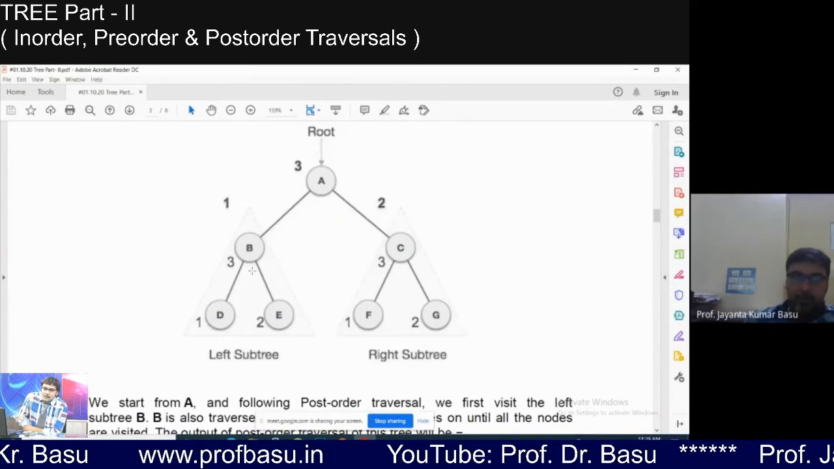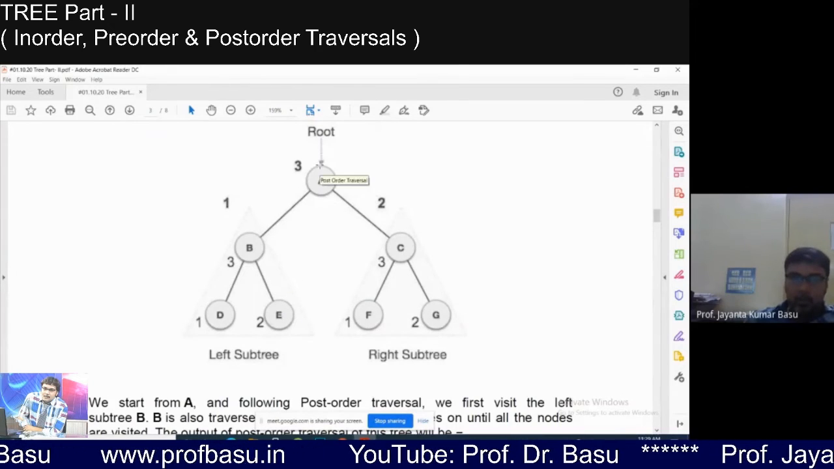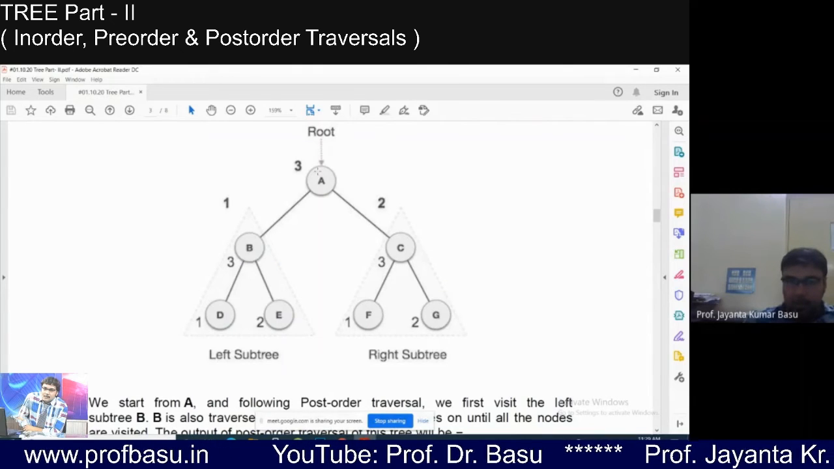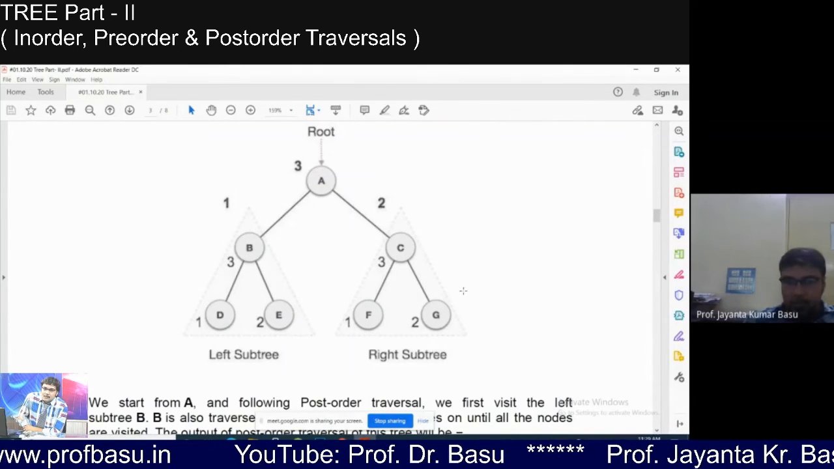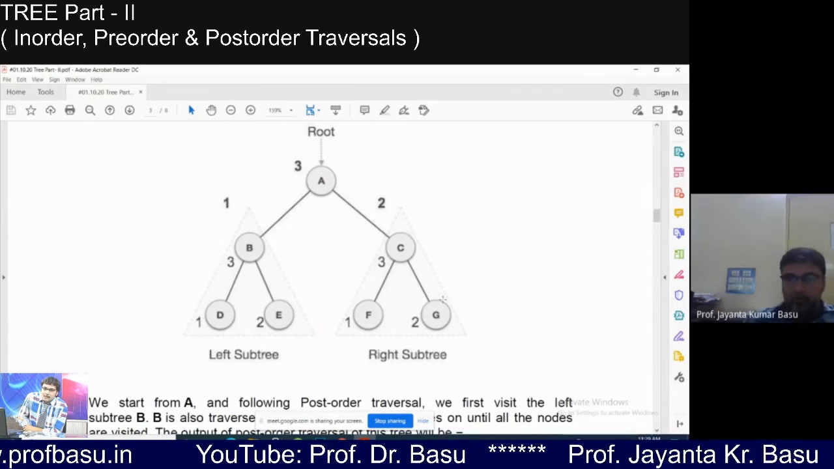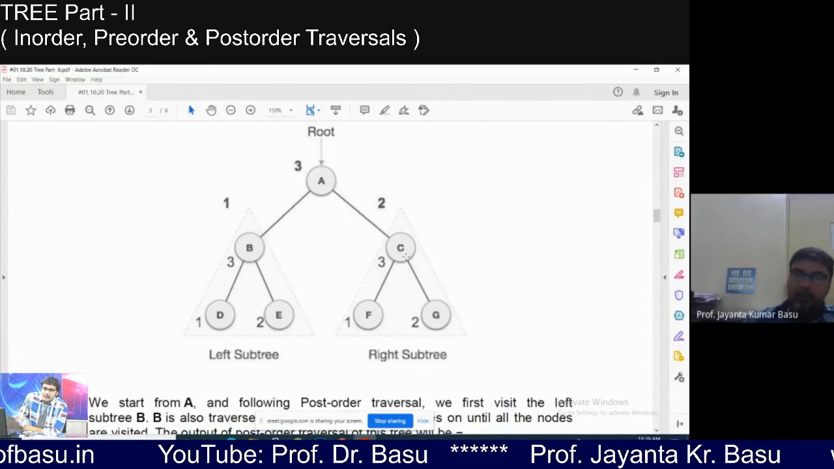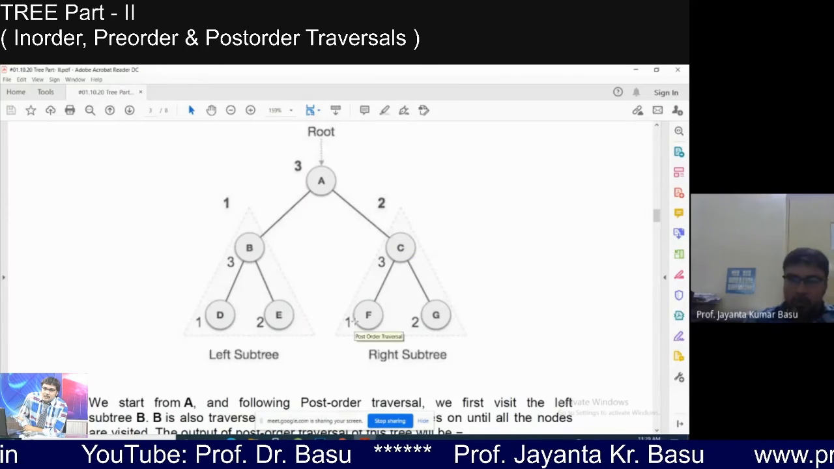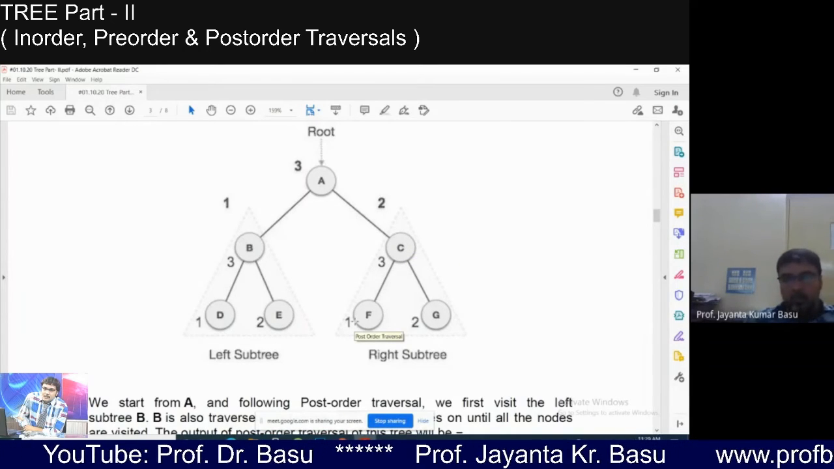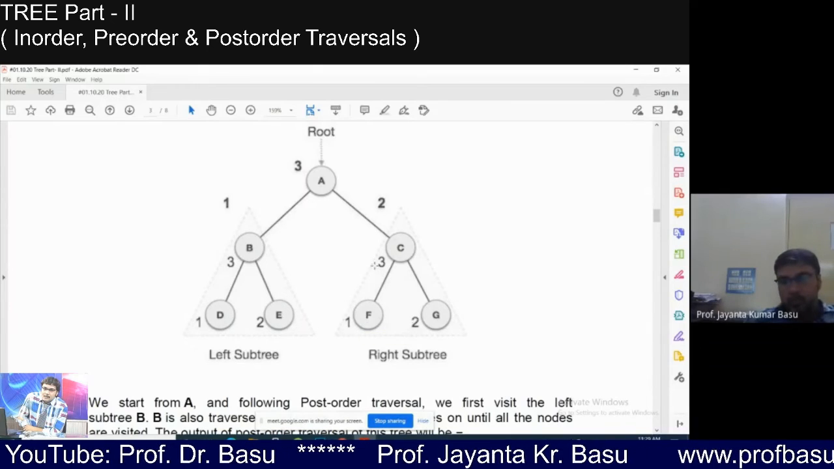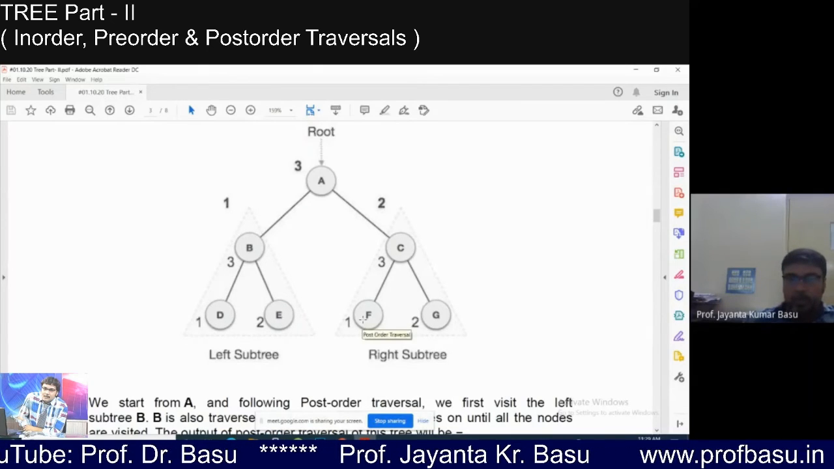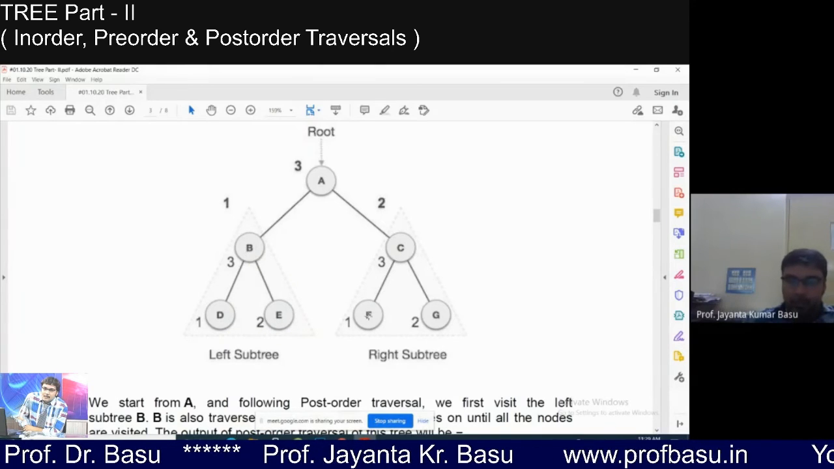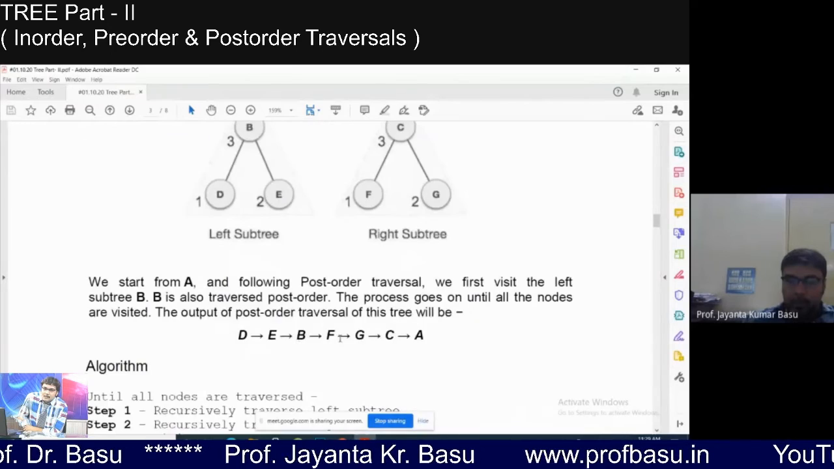Then root. Root is there, but we discard the root because we are checking the right part of this subtree. Come to the right part of the subtree. After you come here, you are checking for this subtree. This is the root, so discard it. Go to the leftmost node. This is the leftmost node of the subtree. So pick this value F. So after B, F will come.